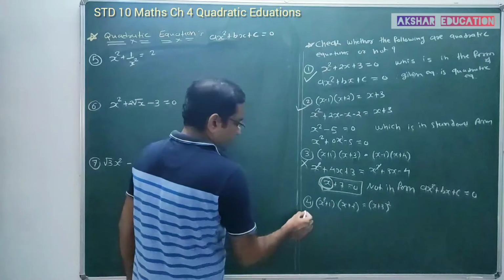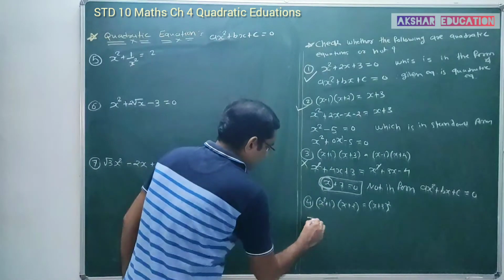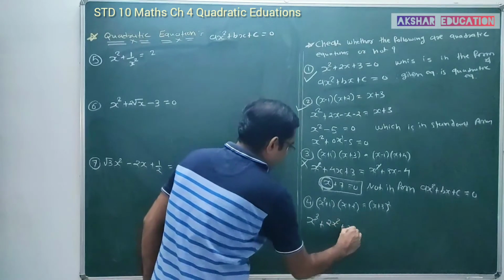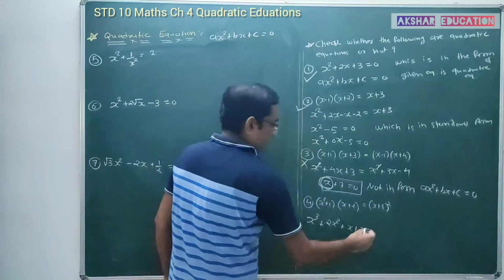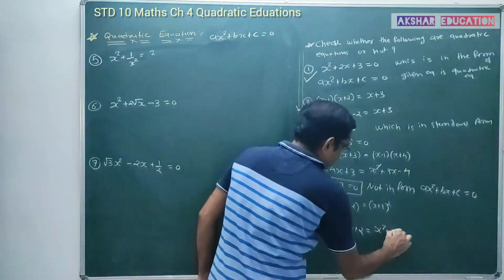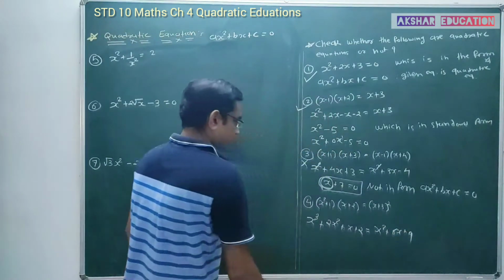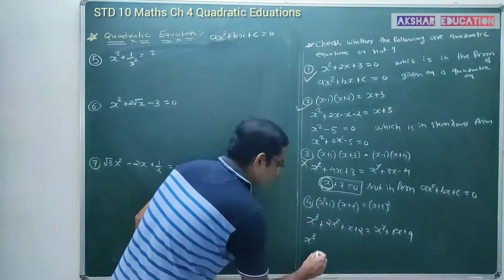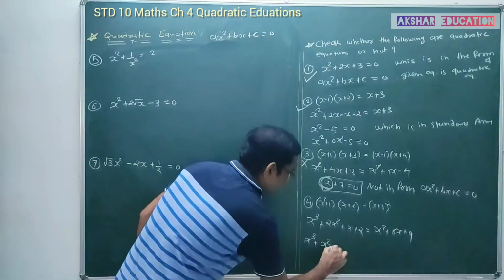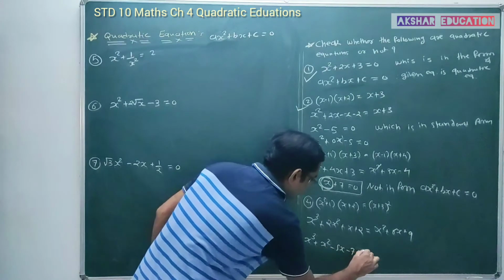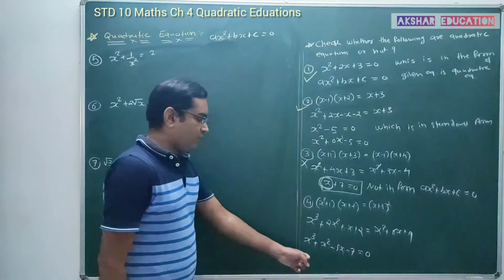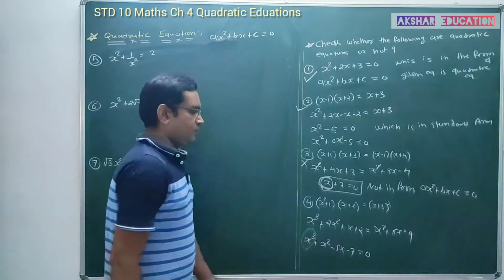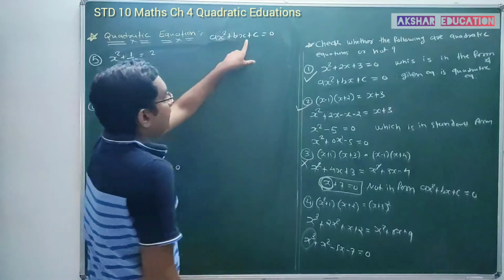Now here, students, again question number 4, simplified. It's x cube plus 2x square plus x plus 2 equal to x square plus 6x plus 9. So after simplification it will be x cube plus x square minus 5x minus 7 equal to 0. For this equation the maximum power of variable x is 3. It's a cubic equation. This is not in the form of ax square plus bx plus c.